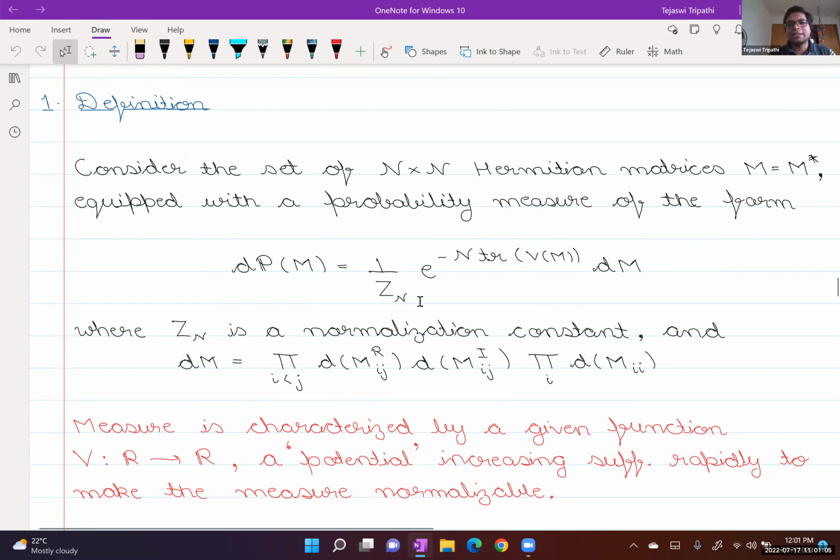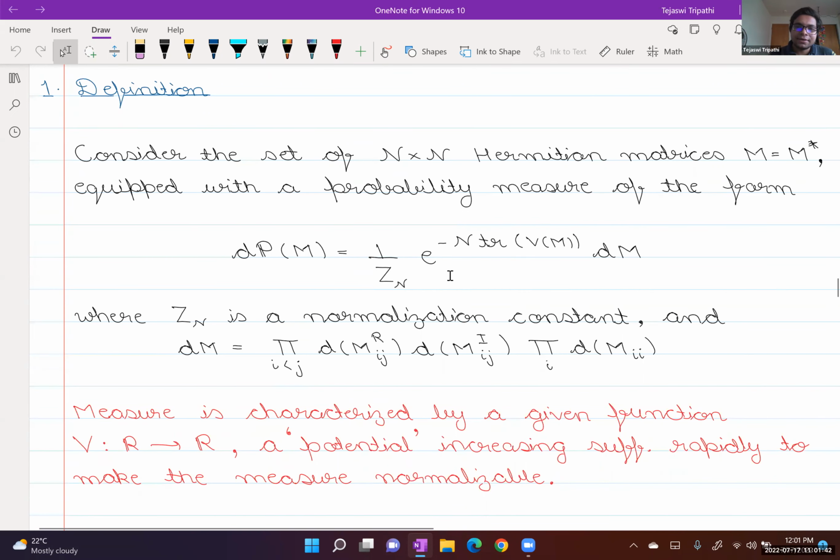Zn is to make sure that this is a probability measure, that when you integrate this part, you will get 1. And what is this dM? dM is just the Lebesgue measure of the entries. So if you have a Hermitian matrix, its dimension will be n squared, corresponding to the real part of off-diagonal entries, imaginary part of off-diagonal entries, and the diagonal entries. So this is just the product of Lebesgue measures. This is a very simple measure. Okay. What is V here?